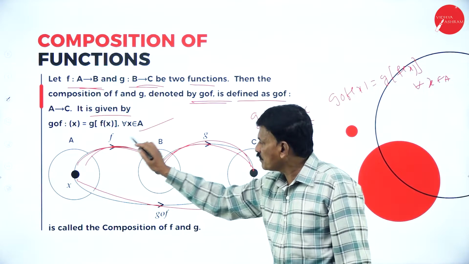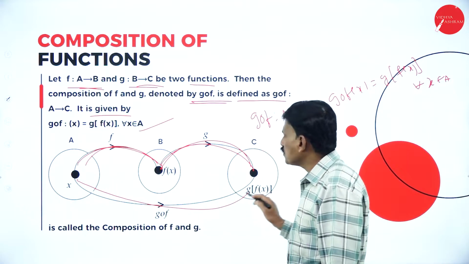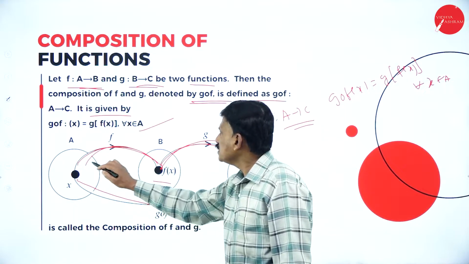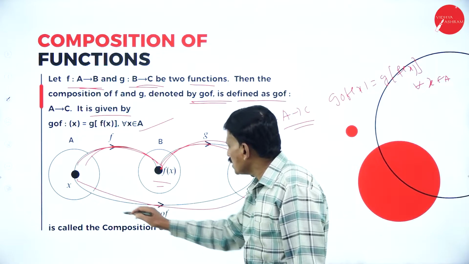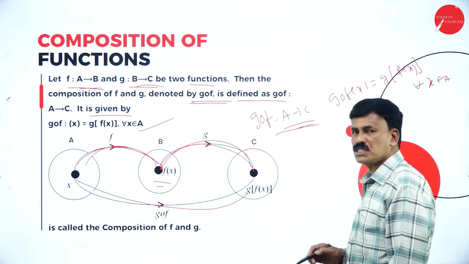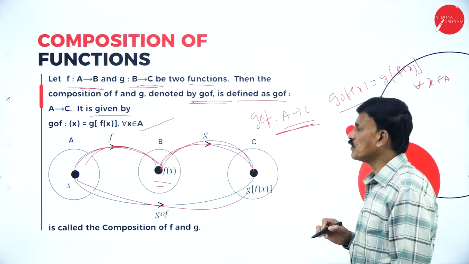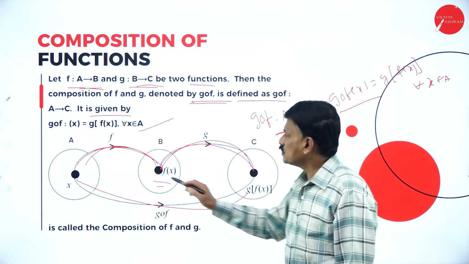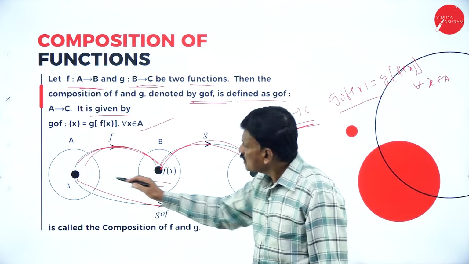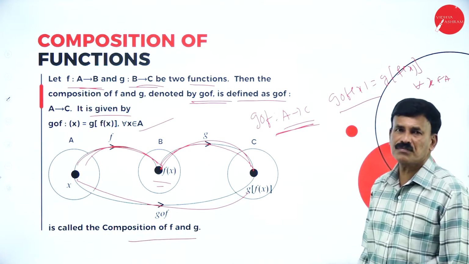So f is a function from A to B and g is a function from B to C, then the function from A to C is denoted as GOF. This is called the composition. So the function from A to B and B to C, denoted as A to C, is called the composition of the function. It is defined as g naught f of x is equal to g of f of x for all x belongs to A. This is called the composition of f and g.